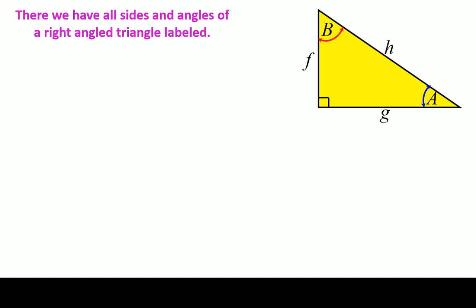In a right-angled triangle, the two acute angles are complementary. They have a sum of 90 degrees, and for complementary angles, there is a relationship between the sine and cosine of those angles. Now, what we have here are the labels of the sides and angles.